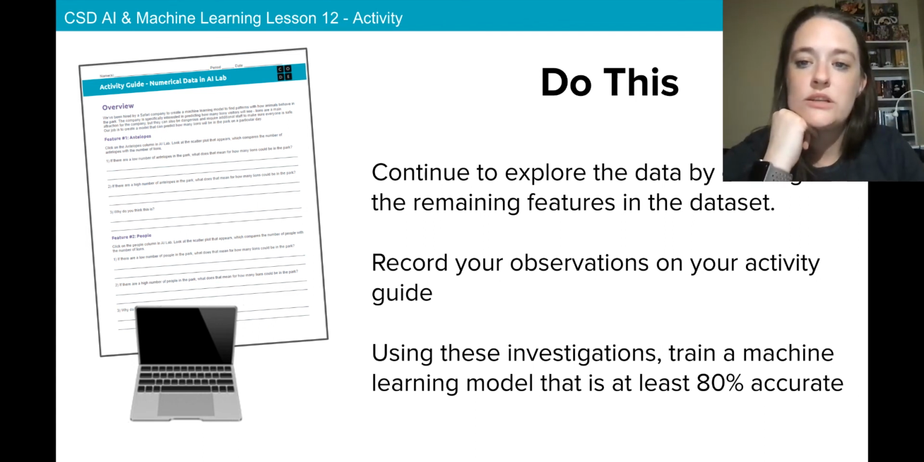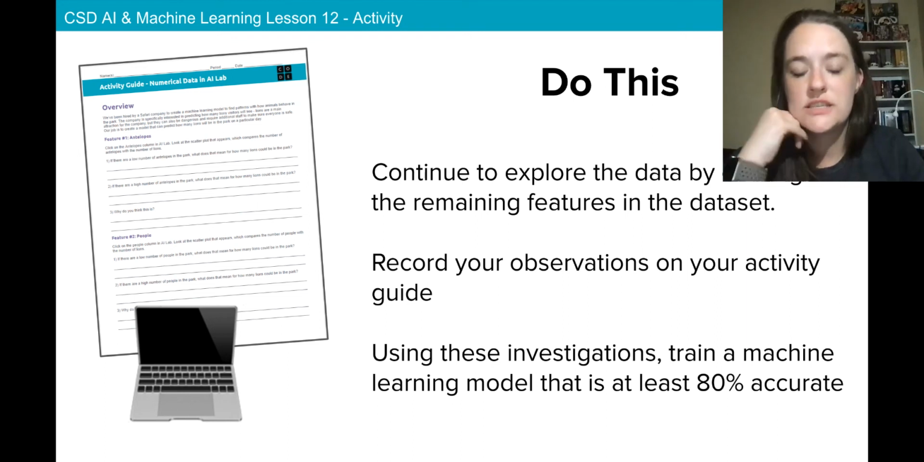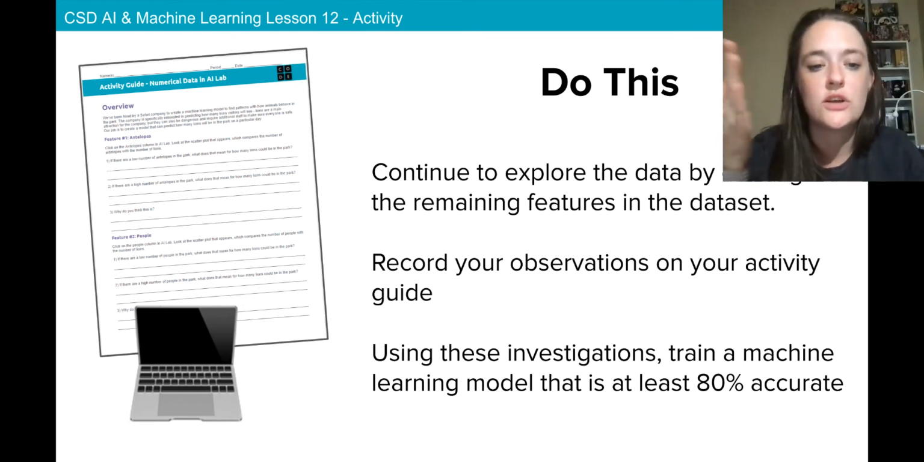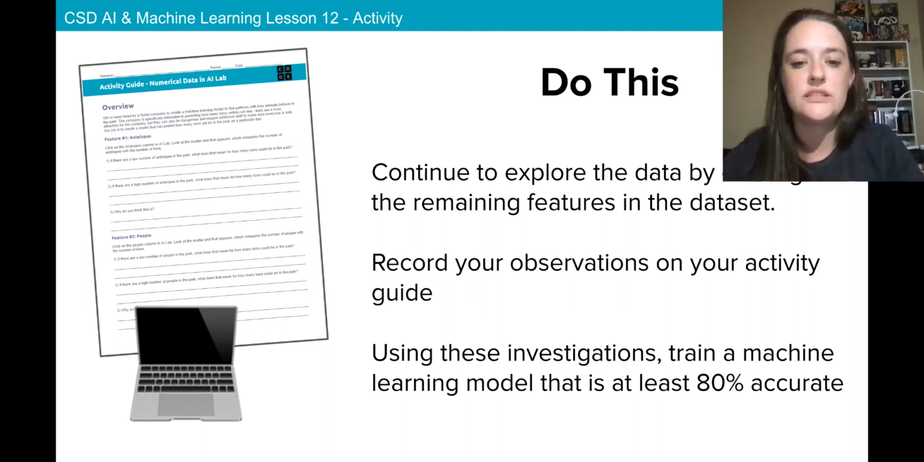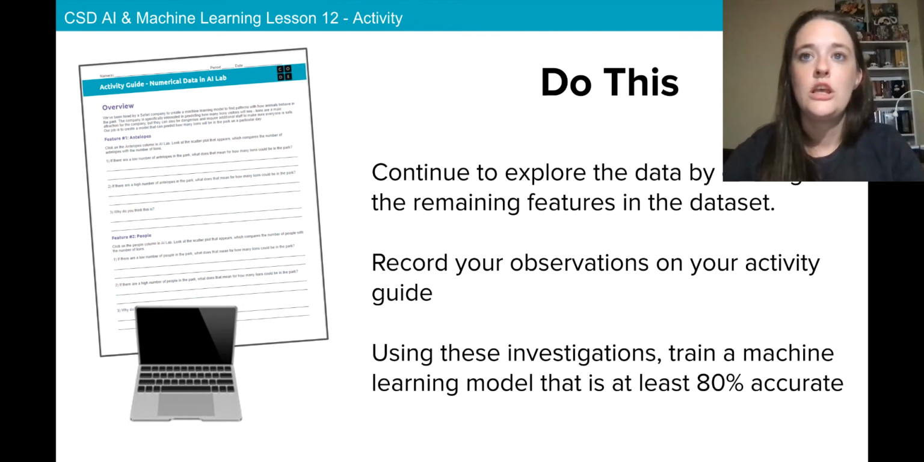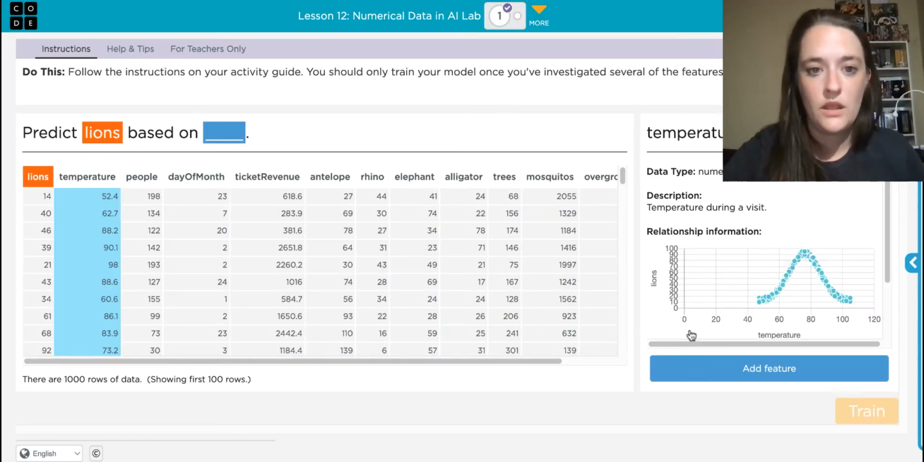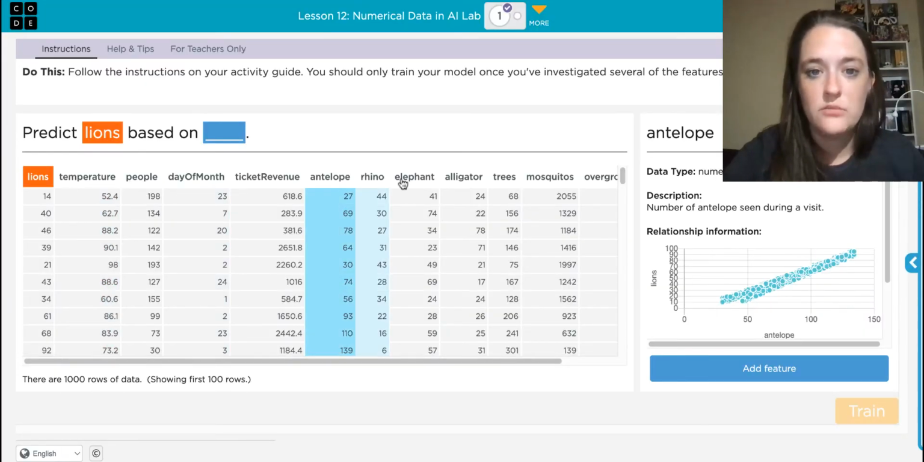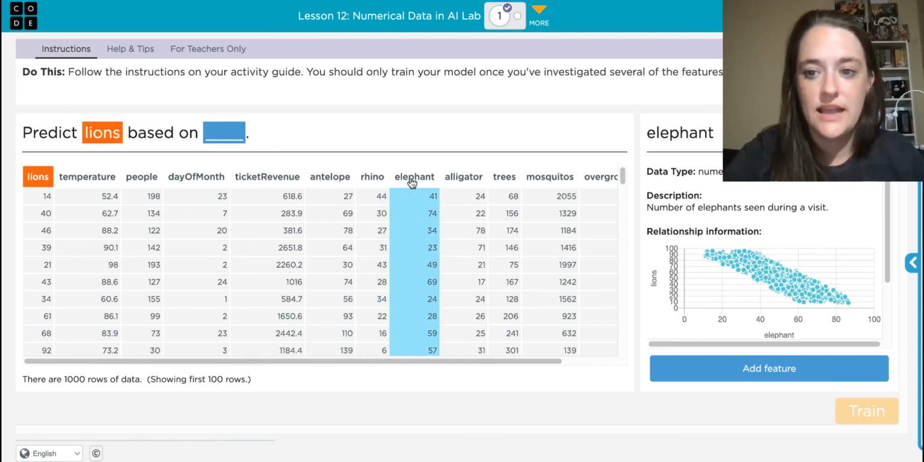continue to explore the data by clicking on the remaining features in the data set. Record your observations on your activity guide. And using these investigations, train a machine learning model that is at least 80% accurate. So we're going to be over here. Train a model that is 80% accurate.